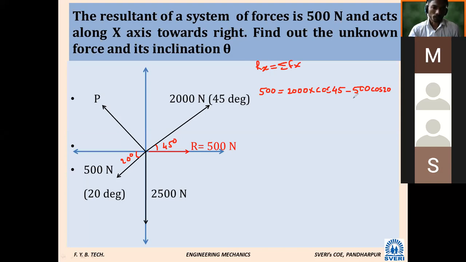What about component P? If we assume, we have to find its inclination also, no? So let us take this angle as theta with the x-axis. What will be the x component of force P? Minus or plus? Minus. Minus P, cos or sin? Cos, because the angle we have assumed is with the x-axis, so it will be cos. Okay.